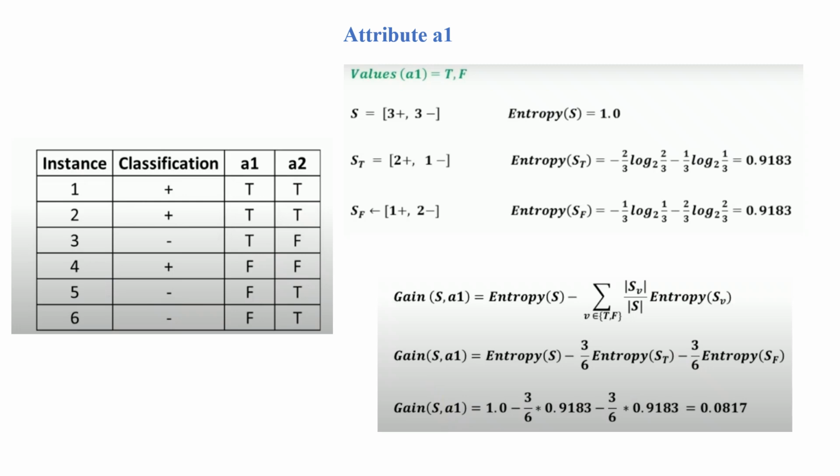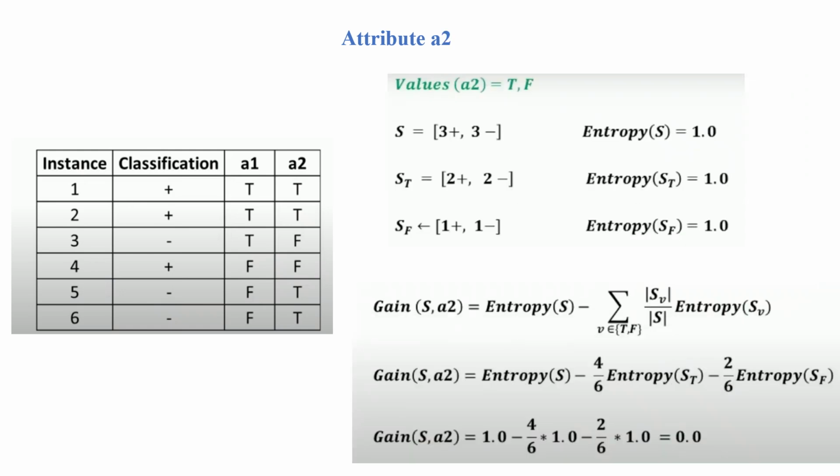So the formula for the information gain of the A1 attribute is the overall entropy minus, for the true prediction, 3 positive, and the overall data set is 6. So the overall entropy 1 we will be substituting, then 3 by 6 with the entropy for ST we calculated, then the same 3 by 6 and the entropy for SF we calculated, substituted here.